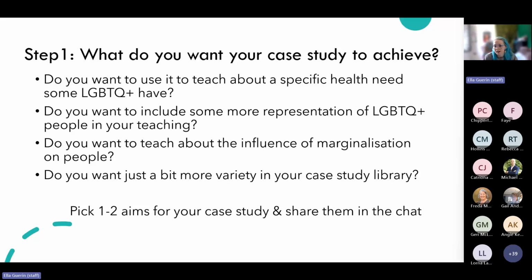Oh, nice point from Morag about using the minority stress model. Excellent. Look at this, to add to what we already do across the curriculum. Love it. Okay, so you guys have some really good goals.